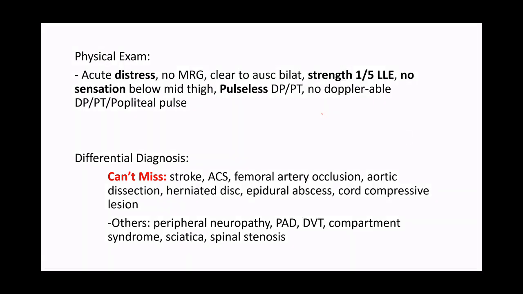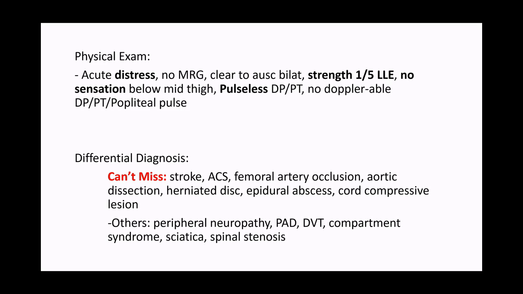Here's my differential diagnosis. Top of my list: stroke, acute coronary syndrome or heart attack, femoral artery occlusion, aortic dissection, a herniated disc, or a cord compressive lesion or abscess. The things that I considered were peripheral neuropathy, peripheral artery disease, DVT, compartment syndrome, is this simple sciatica, and is this spinal stenosis. So what's next in your workup?